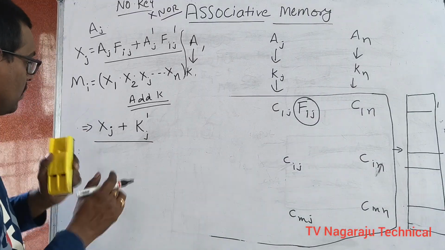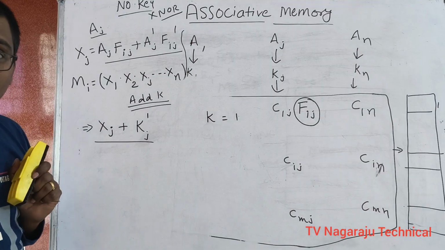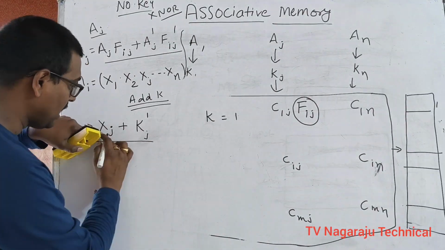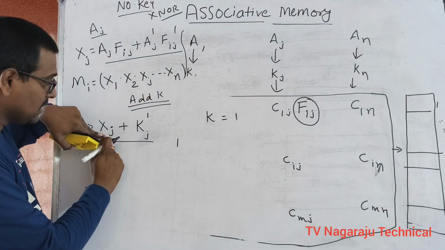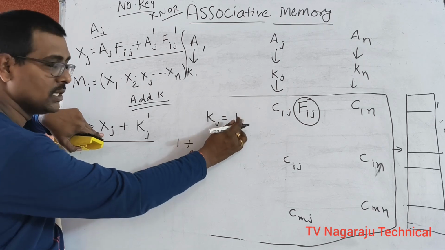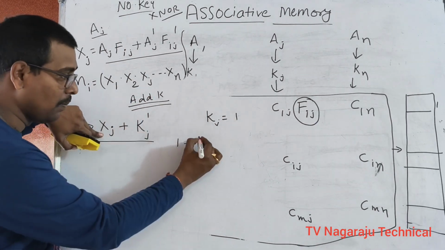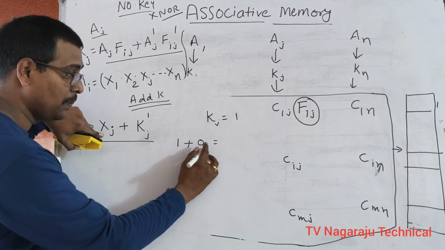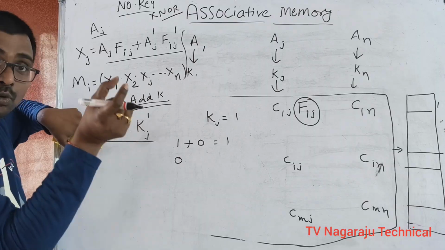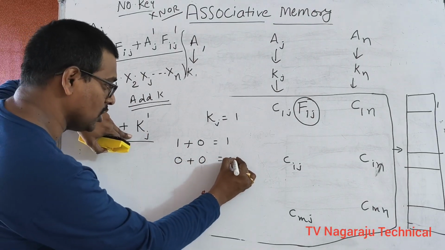Why? Very simple. Assume k value is equal to 1. That means only then are we doing the search operation. Now assume xj value is equal to 1. 1 plus kj value is equal to 1, then you are doing the search operation. 1 plus kj complement is equal to 0. 1 plus 0, that is 1. Suppose xj value is equal to 0, that is a mismatch, plus kj complement is equal to 0.